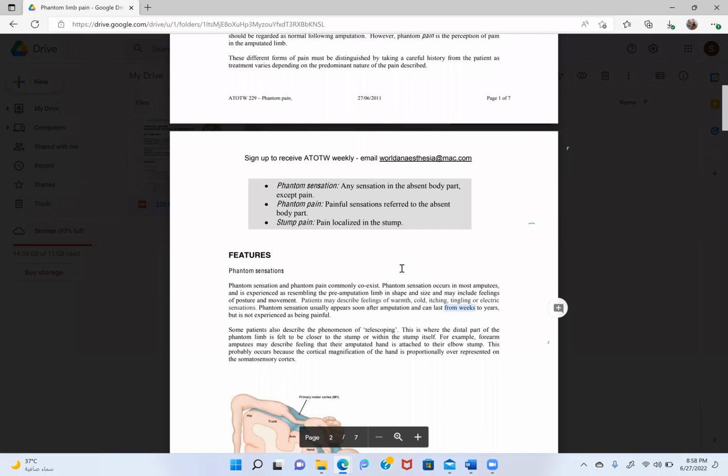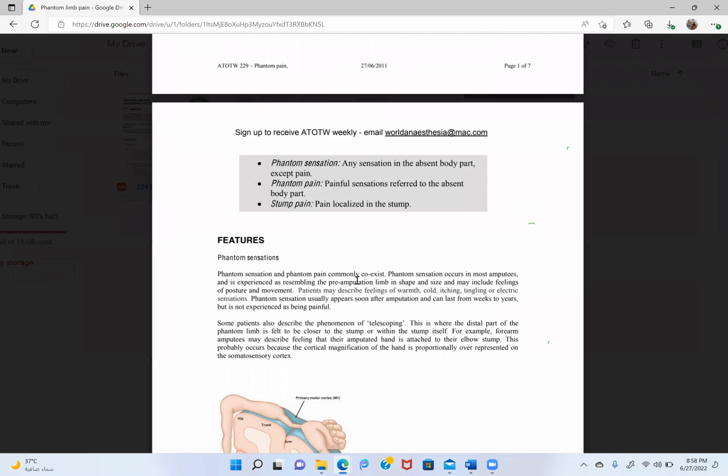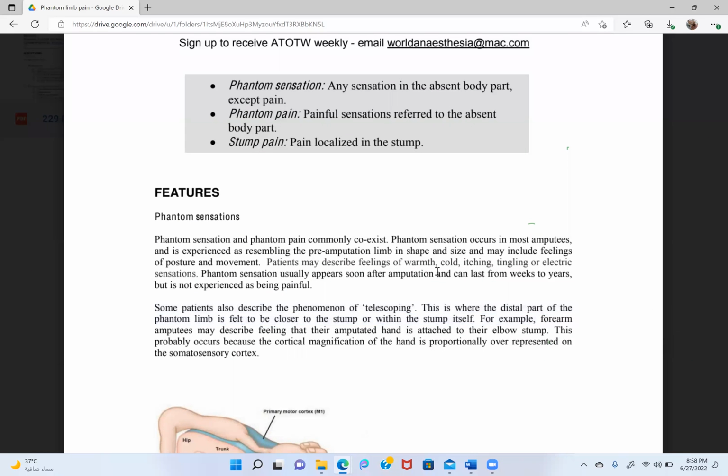One thing which I did not mention: there is phantom pain, there is stump pain, and the other is phantom sensation. So there is some sensation other than pain, that is phantom sensation, and phantom sensations commonly coexist with pain in post-amputees. They reflect the pre-amputation limb in shape and size and may include feelings of posture and movement. Patients describe feelings of warmth, cold, itching, tingling, and electrical sensations. Phantom sensation usually appears soon after amputation and can last from weeks to years, but it is not experienced as being painful.